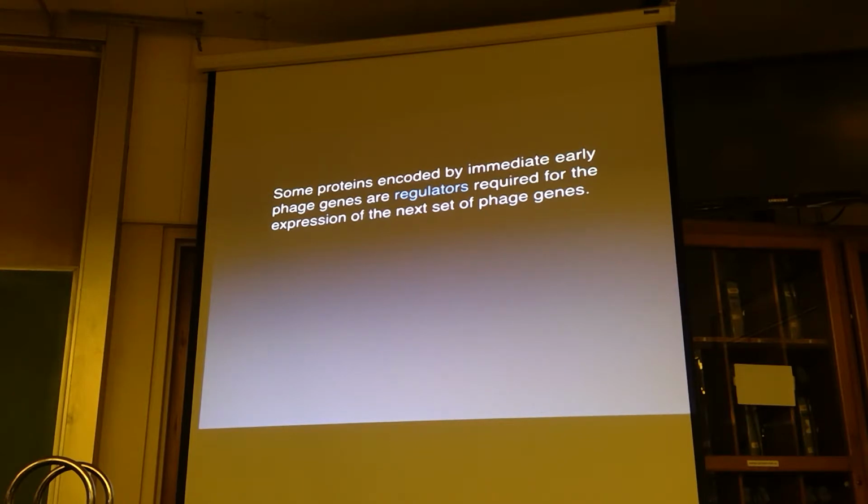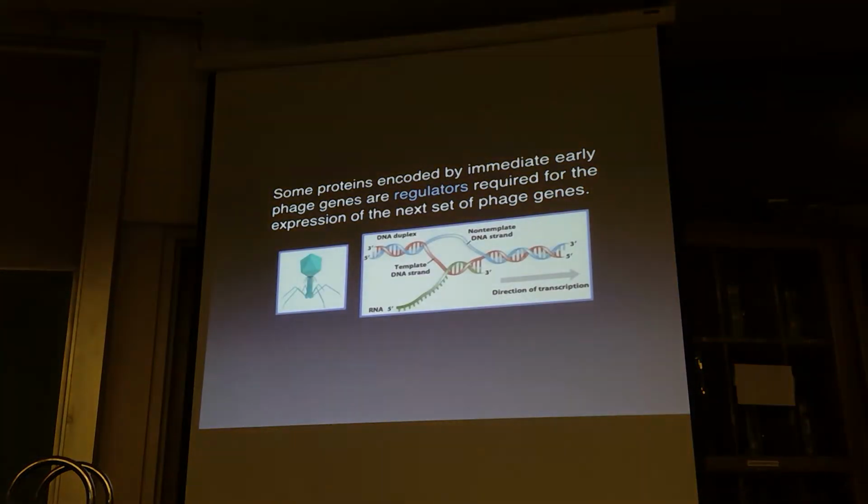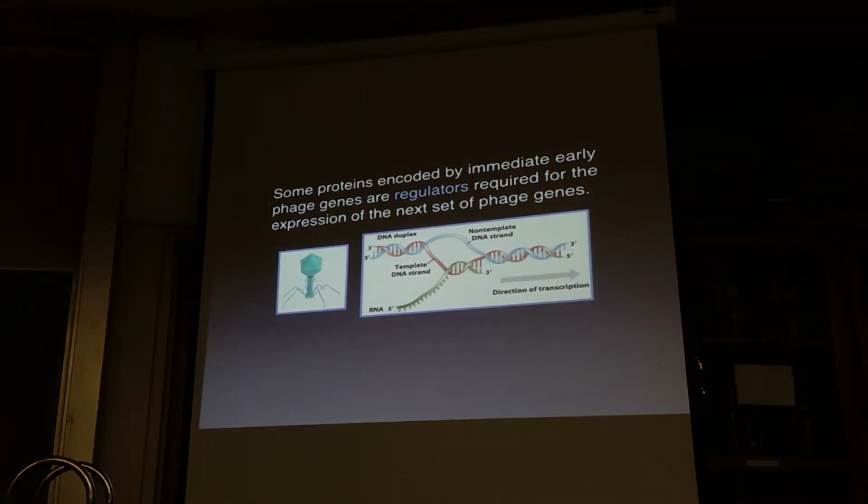Some of those proteins that are encoded by immediate early phase genes are regulators. So they're going to regulate expression of genes. We didn't get into all kinds of regulation. We talked about promoter sites and operator sites. We didn't talk about attenuators. And this can be much more complex, so never mind.